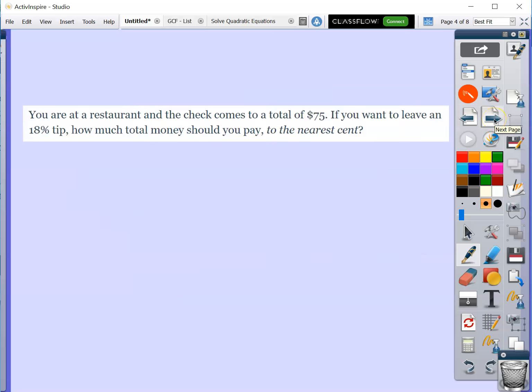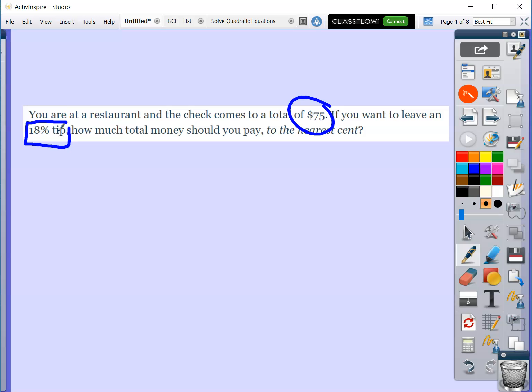You're at a restaurant, and the check comes to a total of $75. You want to leave an 18% tip. How much money should you pay to the nearest cent? Well, see, here's the thing. A tip is an increase, right? So if you're leaving a tip, you're increasing the amount of money that you're going to leave. So don't just pay 18% of $75 and then walk out. You'll get arrested for that.